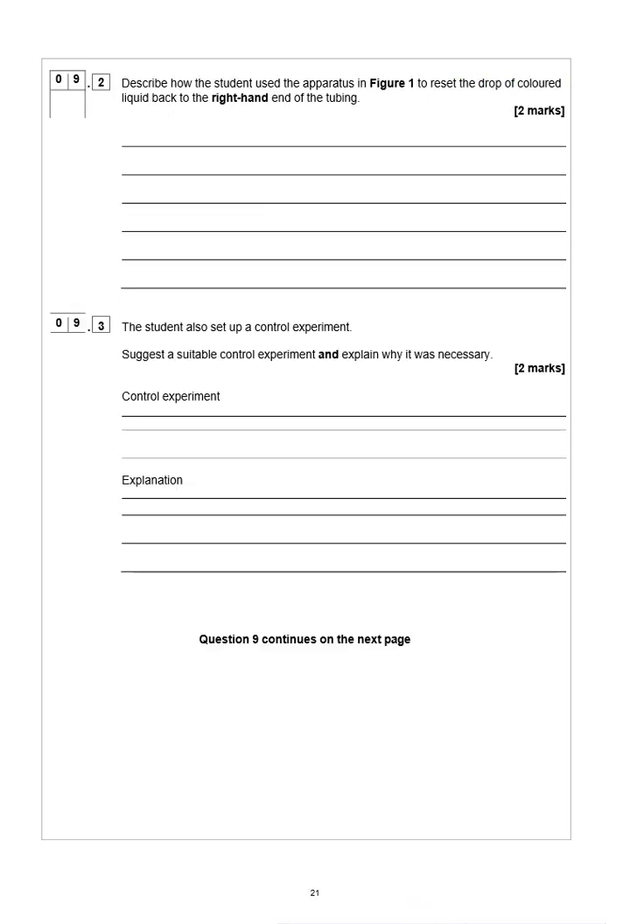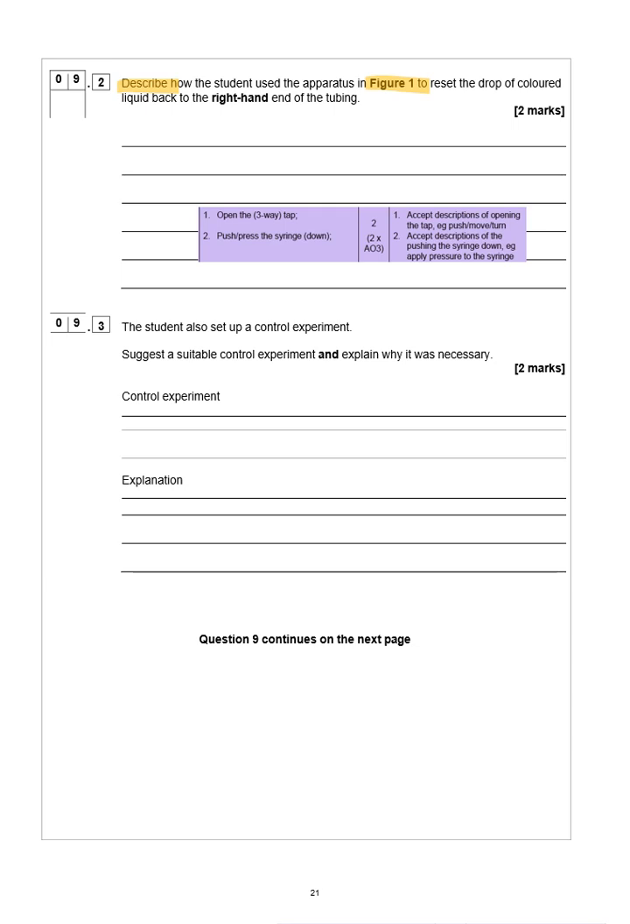Question point 2, describe how the student used the apparatus in figure 1 to reset the coloured liquid. So it's a describe question. Physically tell me what you are going to do. And it says you're using figure 1. How am I going to move the coloured liquid back to the right hand side? If you look at the diagram again, there's only two pieces of equipment that you're going to need to do this. A lot of people were mentioning pressing the syringe. But quite a lot of you didn't think about the tap. You've got to make sure the tap is open, then you press the syringe and it will push air into the equipment and allow the coloured liquid to move back to the right.